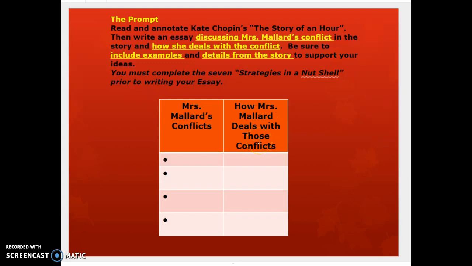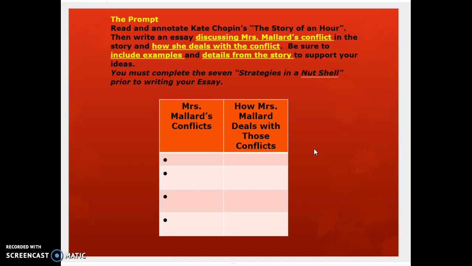Since those two things are deeply related, I might start out by listing Miss Mallard's conflicts in one column, and then give how she responds to those conflicts in another column. And then you could even add a third and a fourth column to give examples and details from the story. Keep in mind that examples and details from the story will sometimes be references to direct quotes, and other times it will be you giving a summary of events that happen in the story.